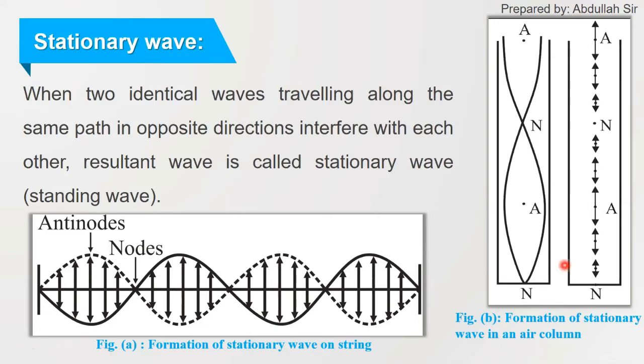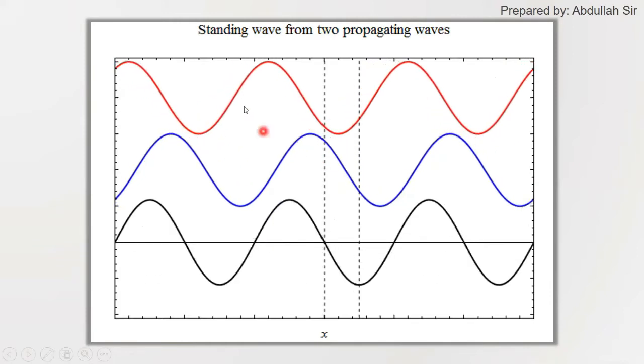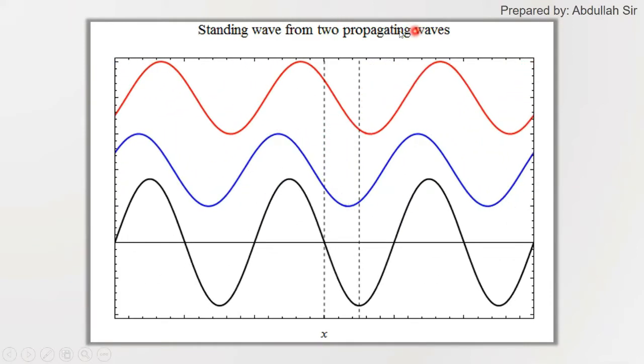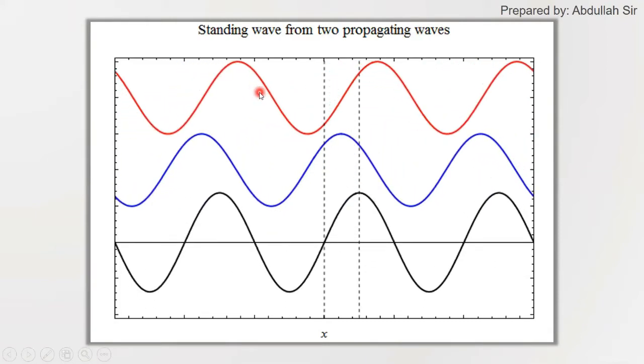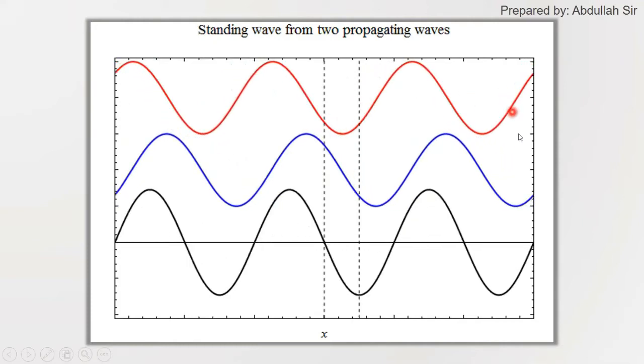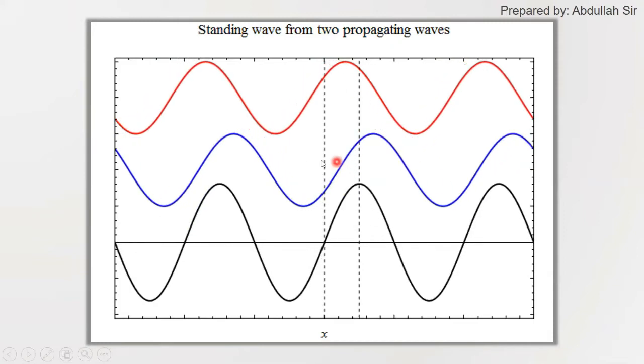So a stationary wave is nothing but when two identical waves traveling in the same path but in opposite direction interfere with each other. So the resultant wave is called a stationary wave or standing wave. Here we will see the standing waves from two propagating waves. The very top wave, which is the red one, is the first wave which is traveling towards the right. Now below that, the blue wave is the second wave which is traveling towards the left.